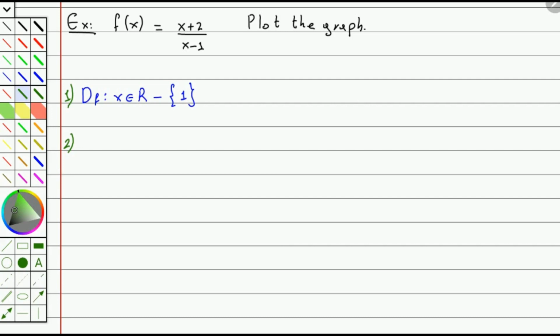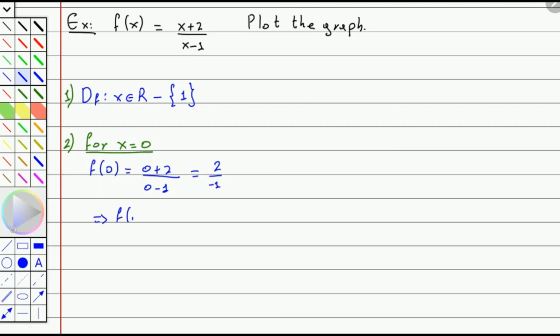So for x equals 0, we have f of 0 equals 0 plus 2 divided by 0 minus 1. We have 2 over negative 1. And so f of 0 is negative 2. And so the intersection point is 0, negative 2.